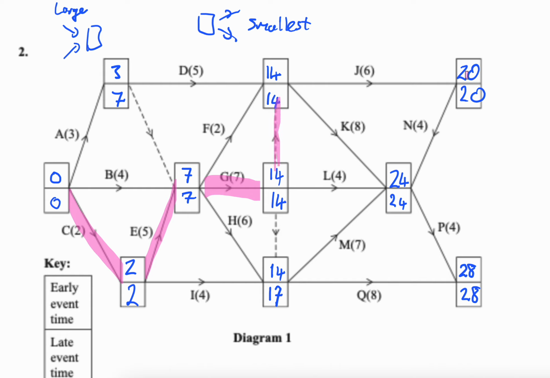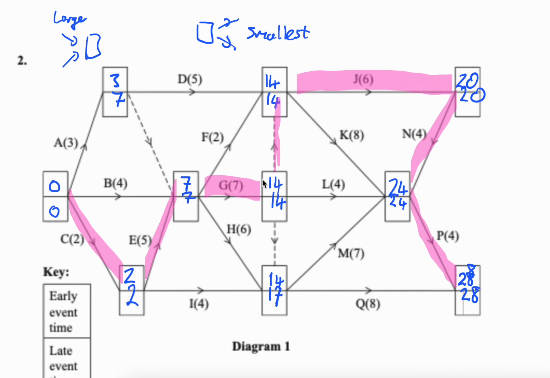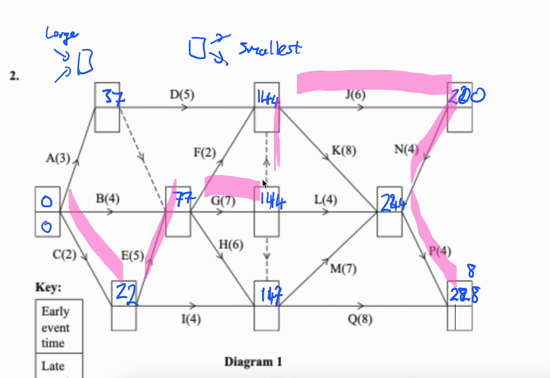And then which way do we go? There are again 2 paths, so we have to be careful. J. 14 plus 6 is 20. 20 plus 4 is 24. And 24 plus 4 is 28. So our critical path is, oh no. Okay, let's see what we can do about that.